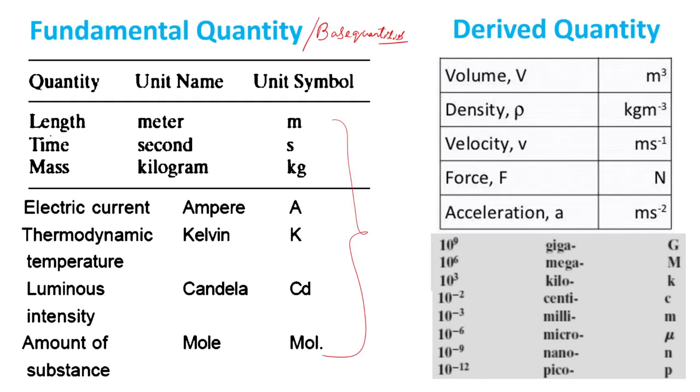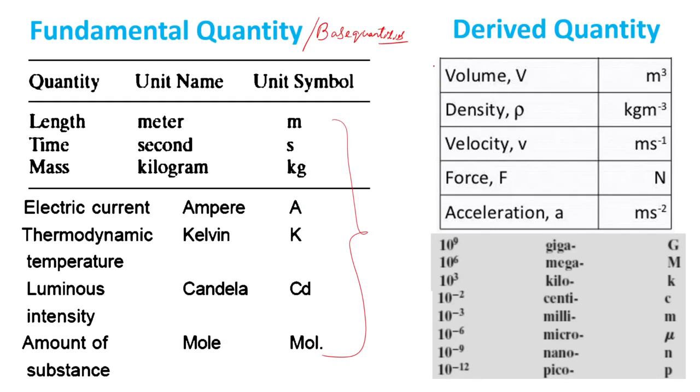So what are they? They are length, time, mass, electric current, temperature, luminous intensity, and amount of a substance, that is called mole. Okay, and these are the names of the units: length is expressed in meters, time in seconds, mass in kilogram, electric current in ampere, thermodynamic temperature in Kelvin, luminous intensity in candela, and amount of a substance in mole. Okay, and the symbols of these units are represented in the third column.